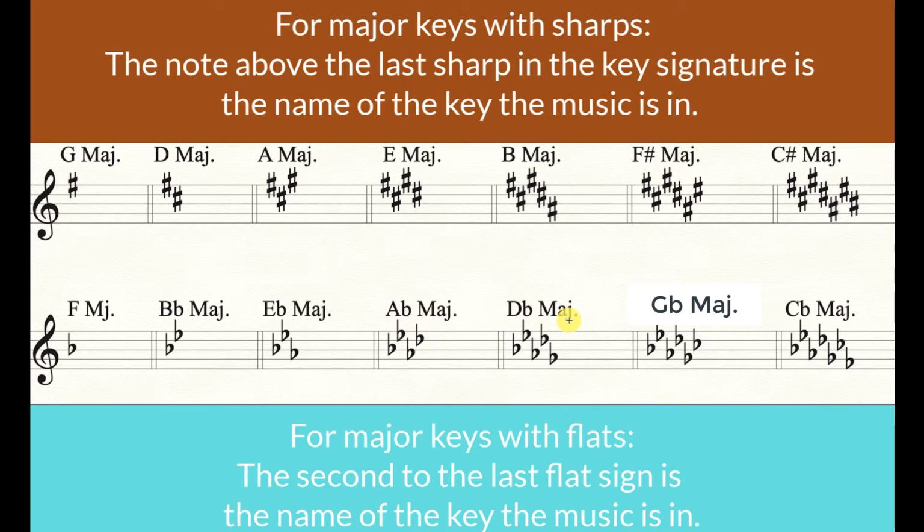Okay? Now, there are 5 flats here. The last flat is G flat. The second to the last flat sign is this D flat. Now, that shows you what key the music is in. It's called D flat major.